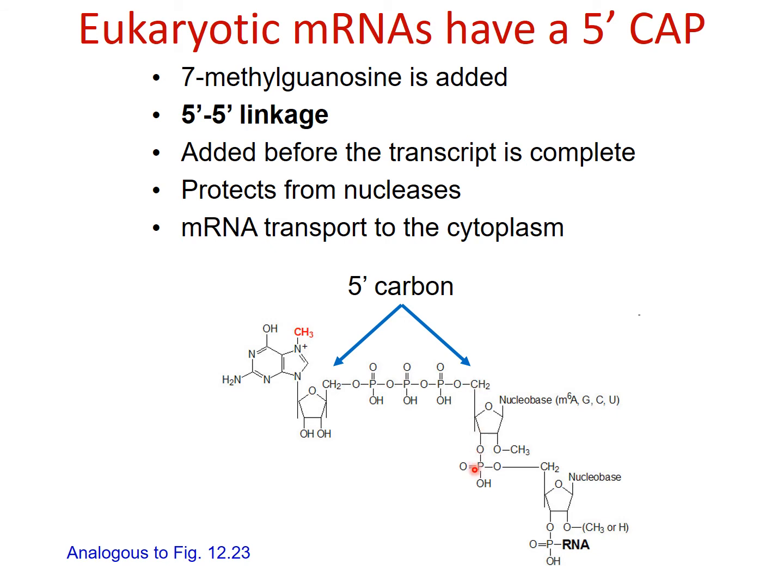Normally the phosphate on the 5' end of a nucleotide is linked to the 3' hydroxyl on the previous nucleotide. Here the connection is from a 5' carbon to a 5' carbon. So this is a very odd structure, and it's often not recognized by many of the nucleases involved in degrading messenger RNA. So it protects the messenger RNA.